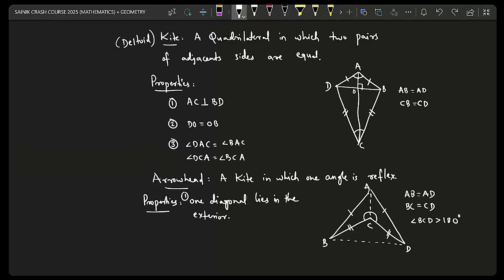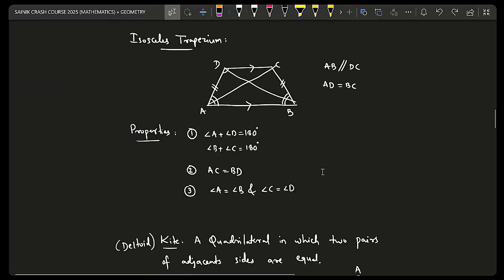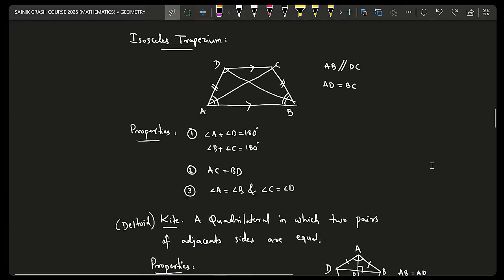Isosceles trapezium. Isosceles trapezium means it is also a trapezium, but in which the non-parallel sides are equal. See, in trapezium, we have only one pair of opposite sides parallel, and for the other pair we don't know. So if the non-parallel sides become equal, then it is called isosceles trapezium. That's it. What are the properties it is satisfying? The adjacent angles along the parallel lines are supplementary: angles A and D are supplementary, B and C are supplementary. And the diagonals have equal length: you can see diagonal AC is equal to diagonal BD. And the base angles are equal: angle A equal to angle B and angle C equal to angle D.